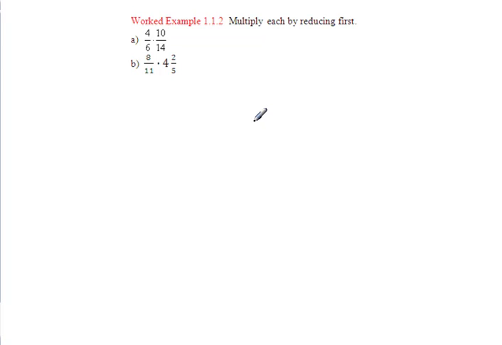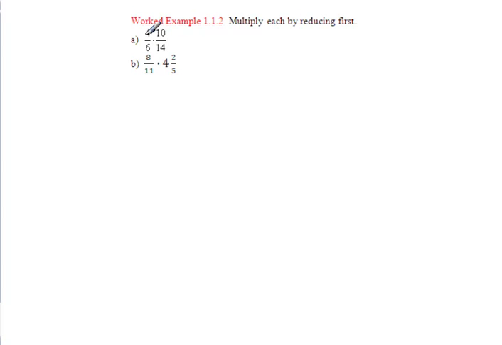Multiply each by reducing first. The rule for multiplication says multiply the two tops and the two bottoms. But that might give us an answer that has to be simplified quite a bit. A better way to do it is to reduce first.